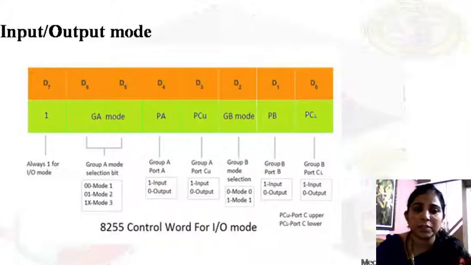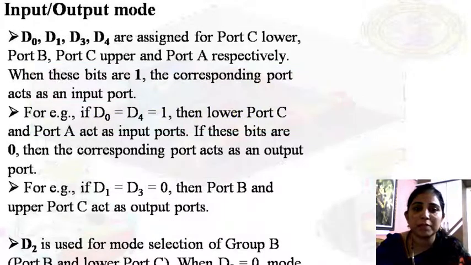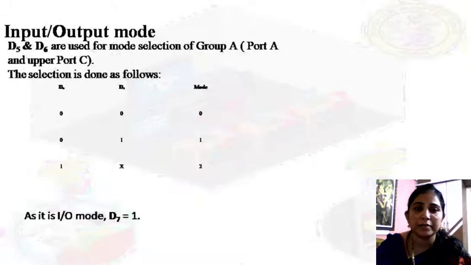As I have explained to you, I told you to make this correction: 0, 0 is mode 0, 0, 1 is mode 1, 1, X is mode 2. That means in 1X, the X may be 0 or 1. Similarly, the same thing we are discussing in this slide.